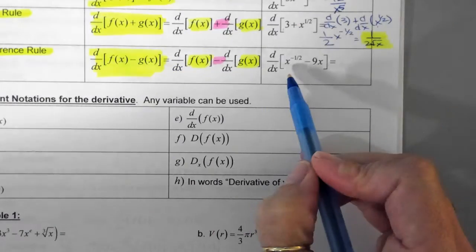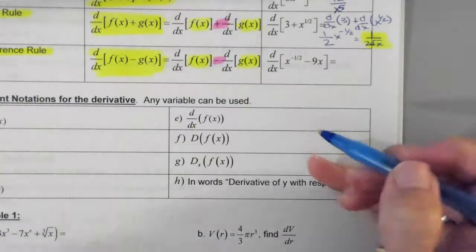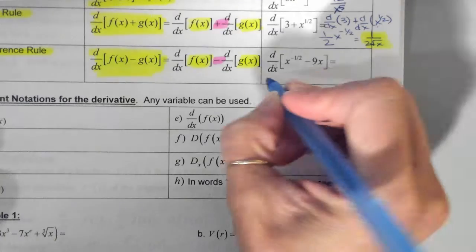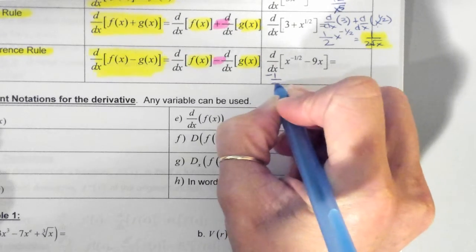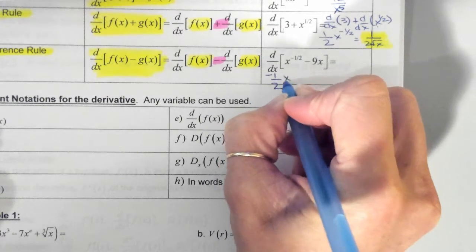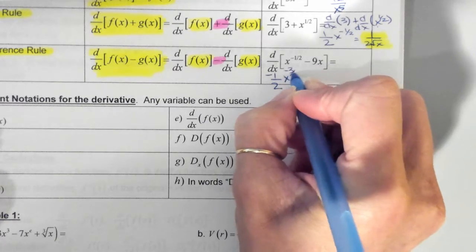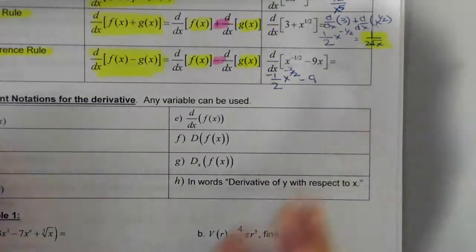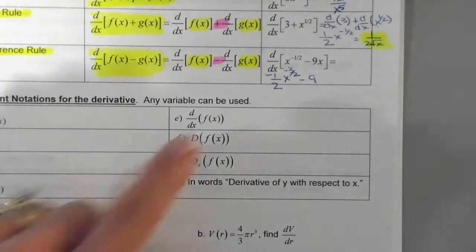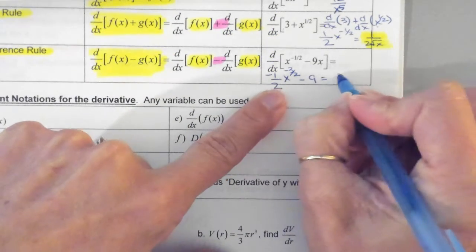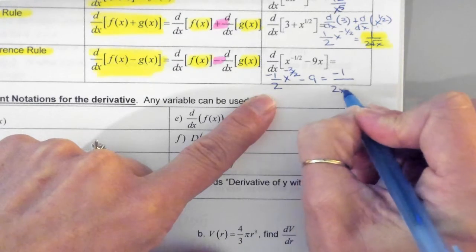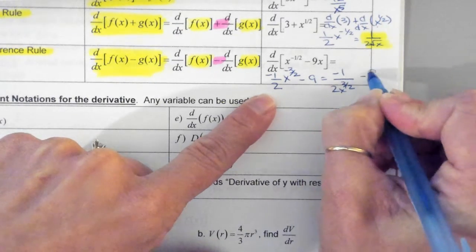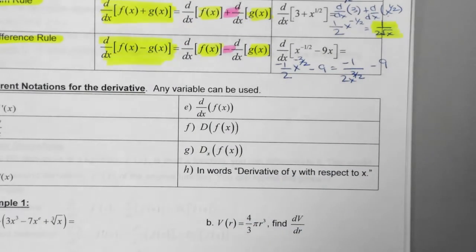So what is the derivative of x to the negative 1/2? Negative 1/2. Yep. And then this is minus what? Minus 9. Okay, so that is essentially the derivative. If we simplified, this would become negative 1 over 2x to the 3/2 power minus 9. Don't even bother trying to get a common denominator.